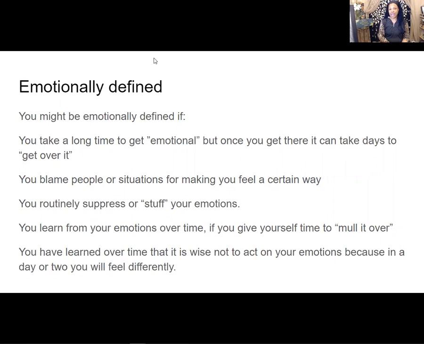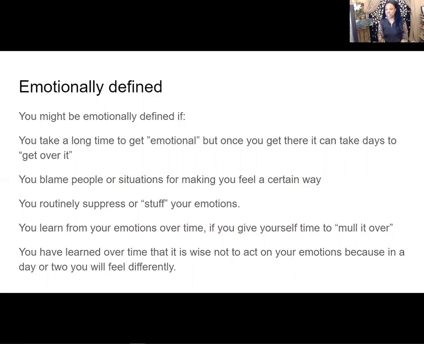And so again, I'll go through what it means to be emotionally defined. If you're not sure if you're emotionally defined, then these are some questions that you can ask yourself. You might be emotionally defined if you take a long time to get emotional, but once you get there, it can take days to get over it. You might be emotionally defined if you blame people or situations for making you feel a certain way. You might be emotionally defined if you routinely suppress or stuff your emotions, feeling like you need to hold on to them.